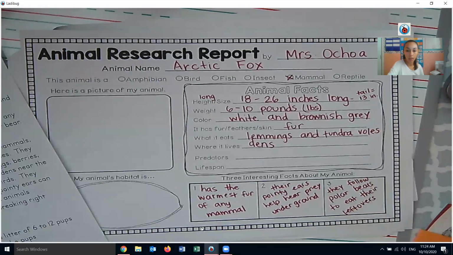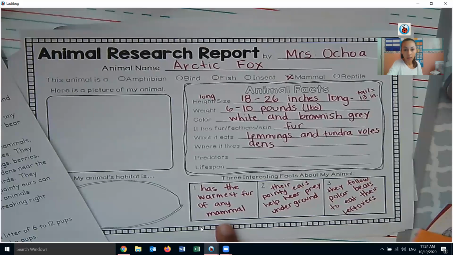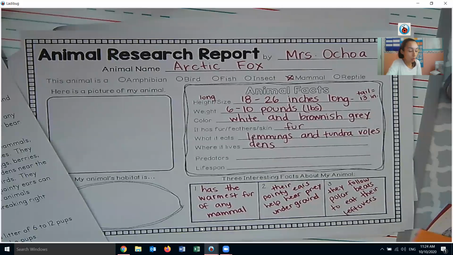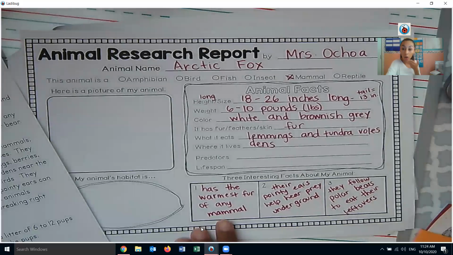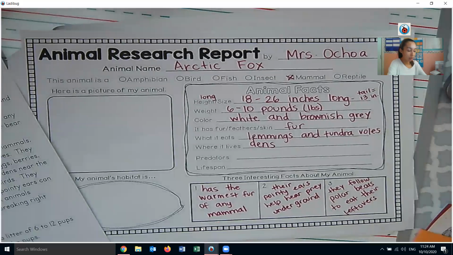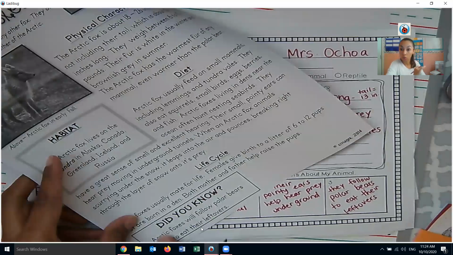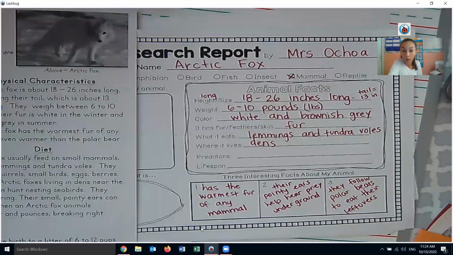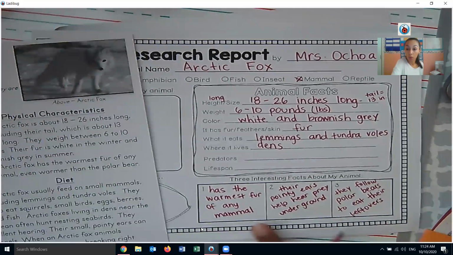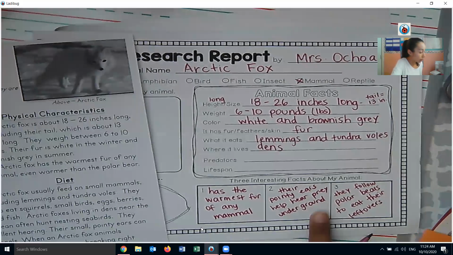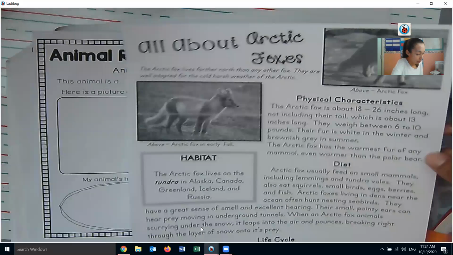Interesting facts should be something that is not like the Arctic fox has fur. I mean, it's nice, they have fur, it keeps them warm. But what made this one, it has the warmest fur of any mammal. It's like, whoa, I didn't know that. So you want something that would make a little box that says, did you know? Like something that you think most people don't know about your animal, something interesting that makes someone say, whoa. So that's what you want here. And you might not have 3, you might have just 1 or 2, and that's okay, as long as it's interesting, like it actually fits that category.